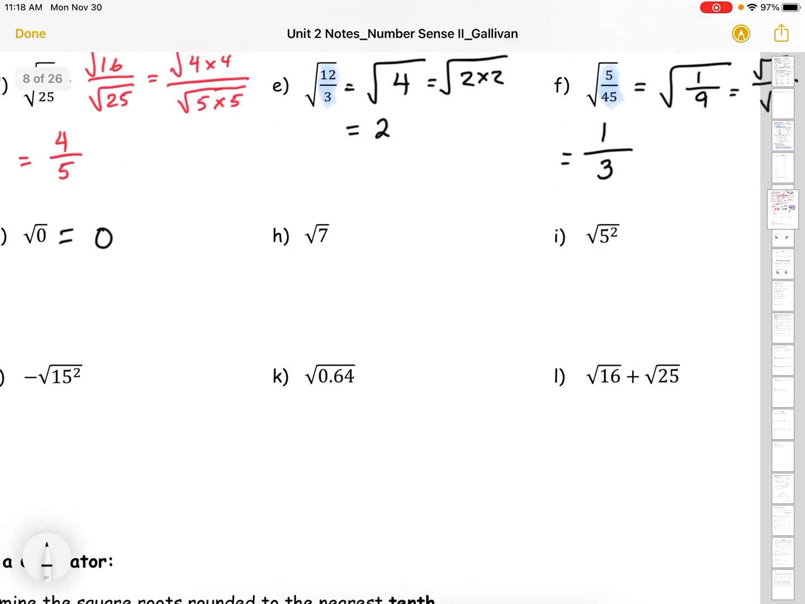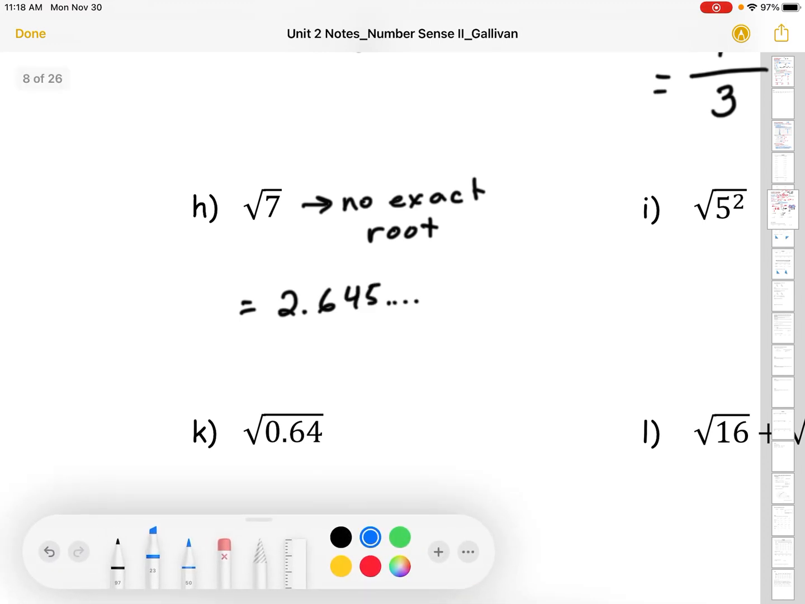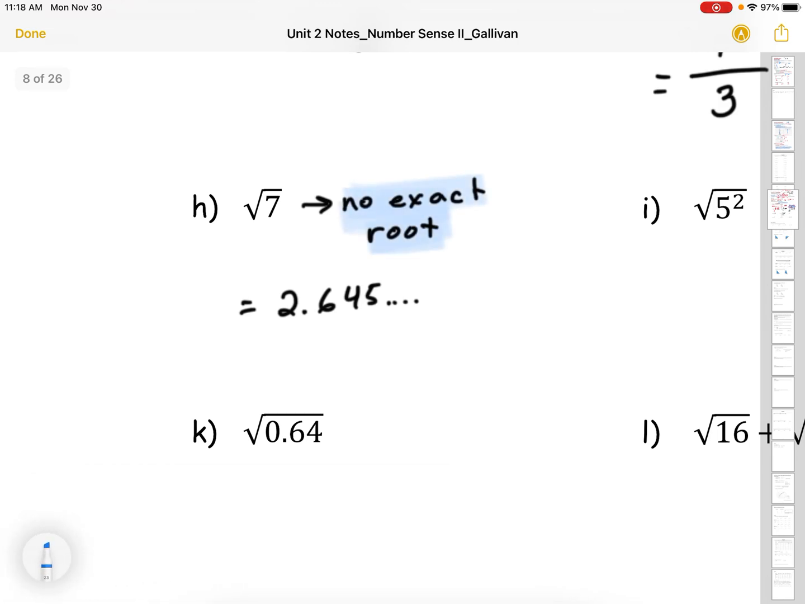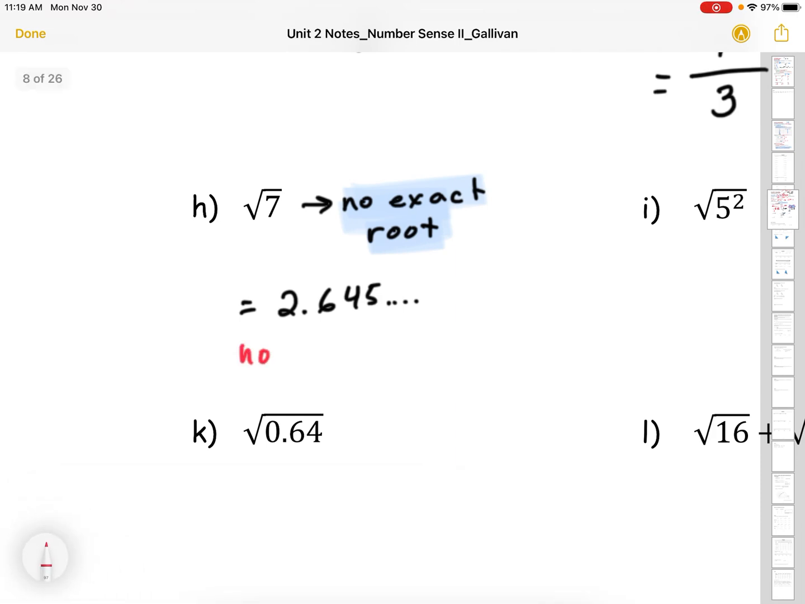Square root of 7. Now there's no two numbers that give us 7, okay? So no exact root. You could get a decimal number if you use your calculator. So it would equal something around 2.645... But it is not an exact root, and this has asked you for exact roots. Okay, it's not a perfect square.